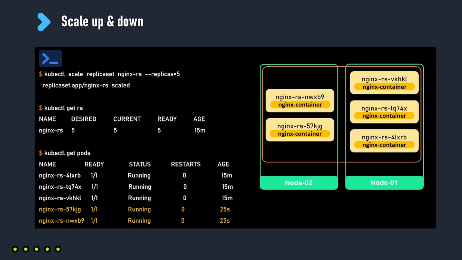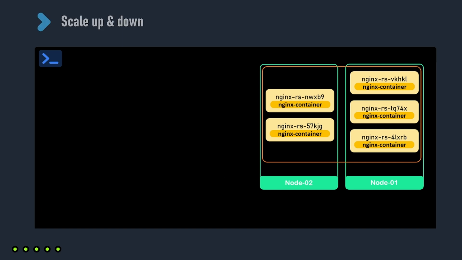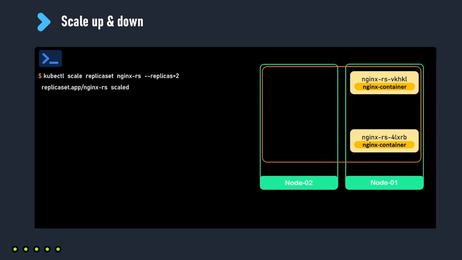To scale down, we use the same command with the same arguments and option, and we change only the value given to the replicas option. For example, if we set the replicas option to 2, the replica set will keep only 2 pods up and running, and it will kill the remaining pods.